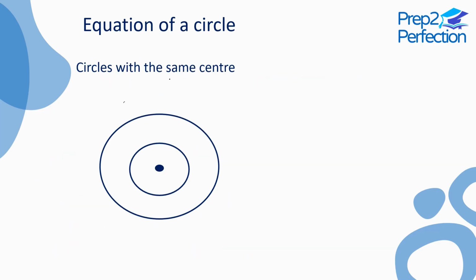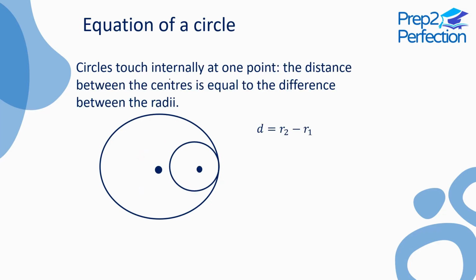We can be given two circles that are able to share the same center. Circles touch internally at one point. The distance between the centers is equal to the difference between the radii. So if we're given these radii from this center, and this is R2, and this is R1 for this circle, the difference between the two, so R2 minus R1, is the distance between the two centers. So this is D.